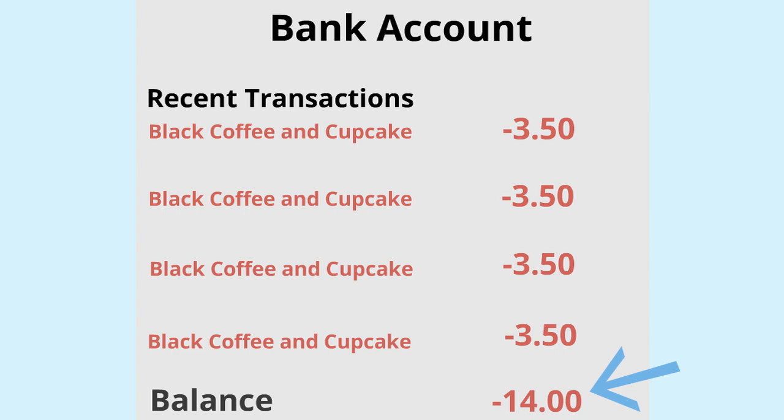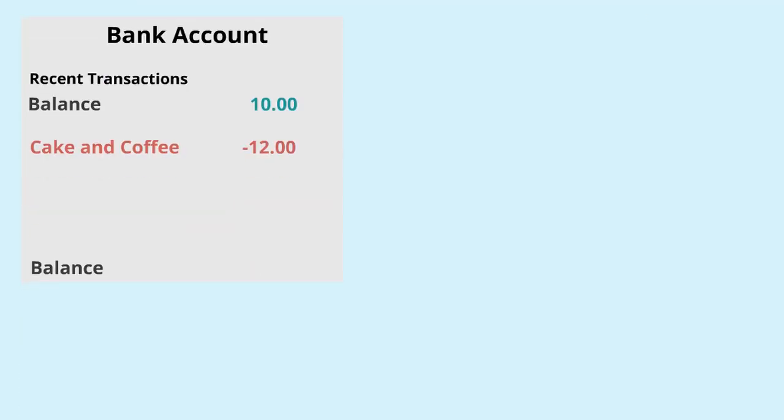Let's have a look at a few more bank accounts and see if we can figure out what the balance is, or the amount of money that we owe the bank. Take a look at this one. You see that we started out the week with a balance of 10 euro, the green number. Then we bought some cake and some coffee for 12 euro. So what is our new balance?